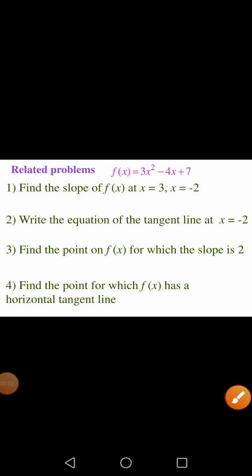Okay, here he gave me a function like this, f(x) equals 3x squared minus 4x plus 7, and he asked me to find the slope of f(x) at x equals 3 or x equals negative 2, write the equation of the tangent, or find the point on f(x), or something related with the slope and rate of change, or horizontal tangent, or the equation of tangent. All of these questions mean he wants the derivative by proving the rate of change or the slope.